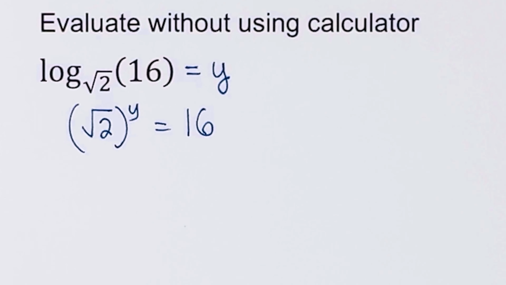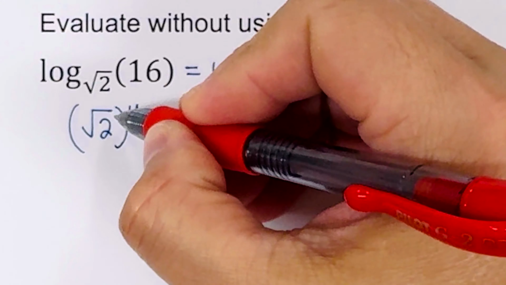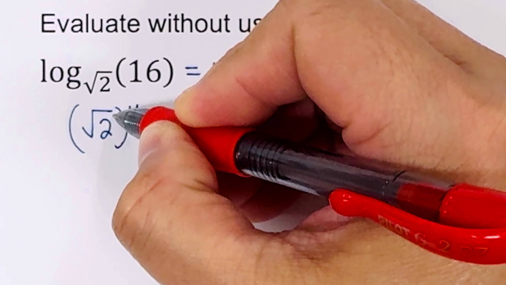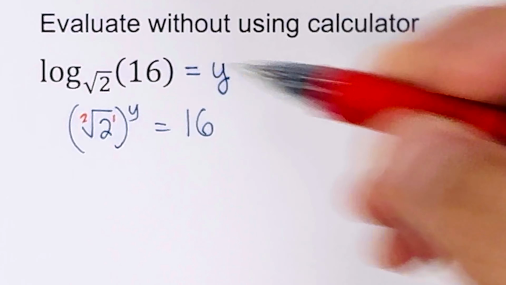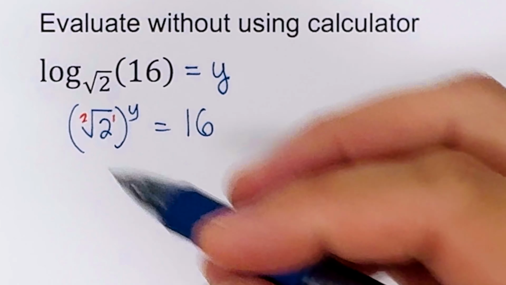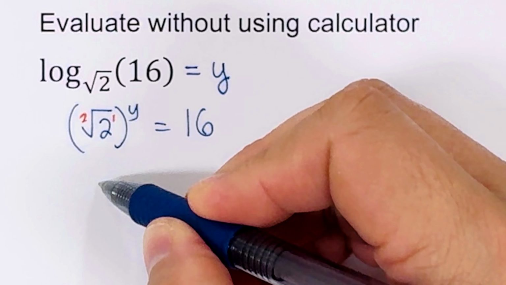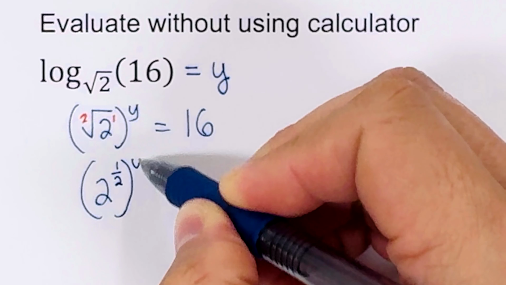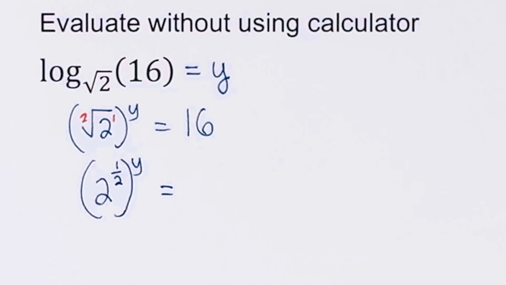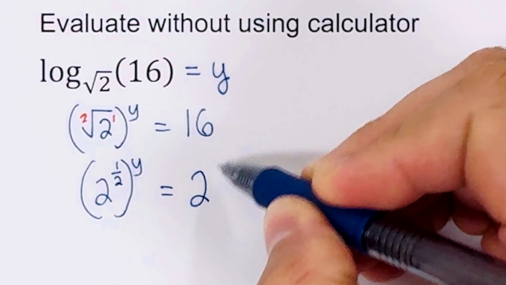So this square root of 2 can be written in fractional form because this one has an invisible numerator of 1 and the index here is 2. So we can go ahead and say that square root of 2 is actually just 2 raised to the power 1/2. And then we have a y right there. And notice that this 16 can be expressed as an exponential form with a base of 2, and that is 2 to the power 4.